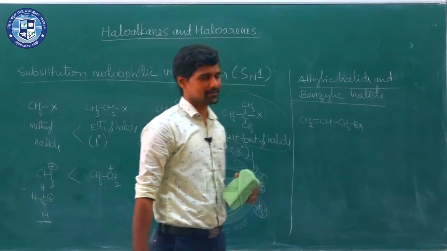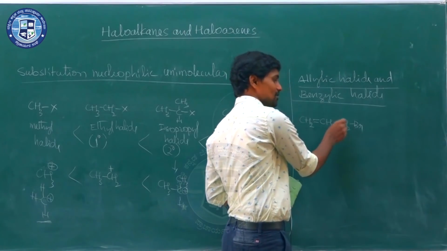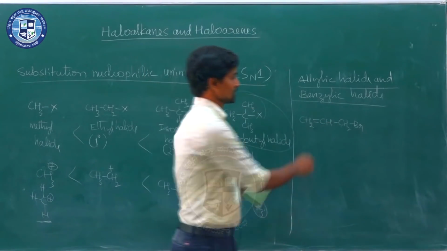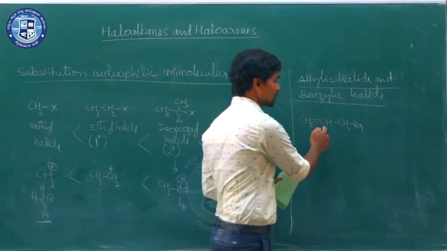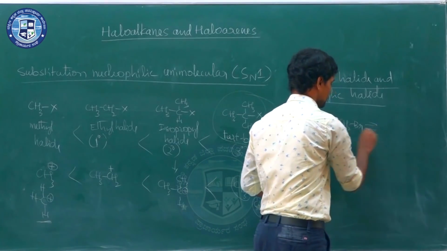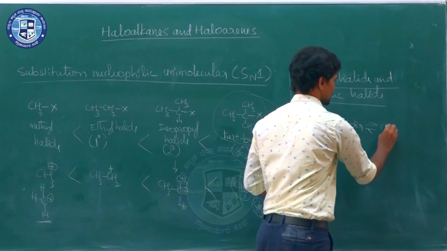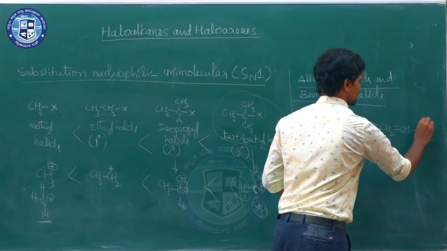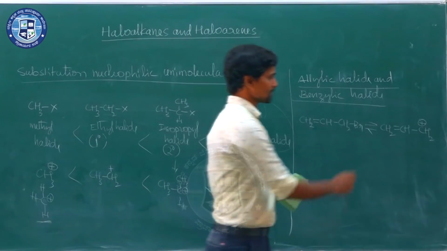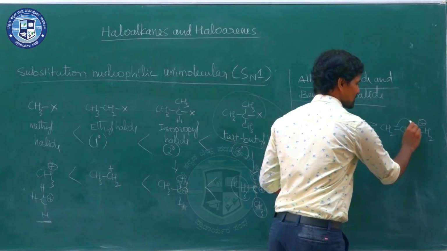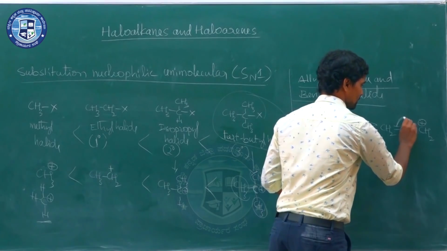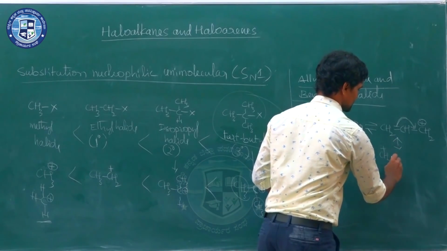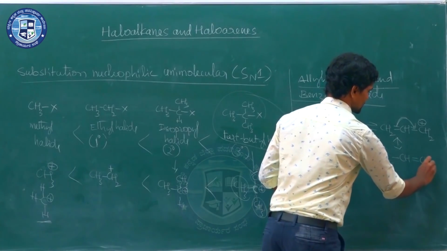You know what is allylic halide? In the case of allylic halide, the halogen atom is attached to an sp3 hybridized carbon atom, which is attached to a carbon having a double bond. So, this is one example of allylic halide. If this undergoes SN1 mechanism, in the first step the carbon bromine bond breaks. So, you get CH2=CH-CH2+, this carbocation. Look at this carbocation. For this we can write one more resonance structure, shifting this double bond here. That time you get one more resonance structure, that is CH2+-CH=CH2.